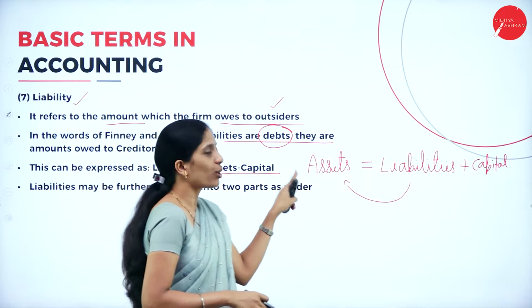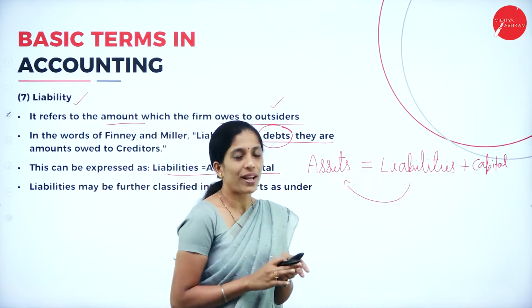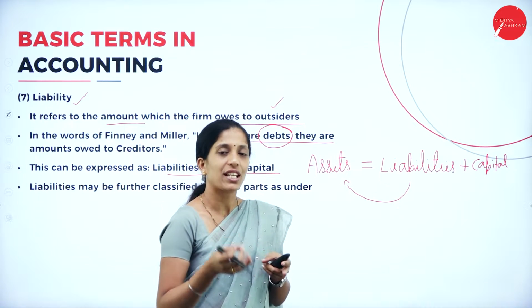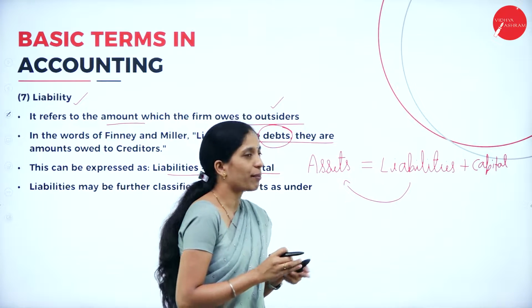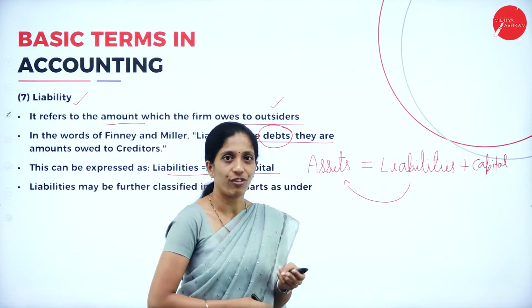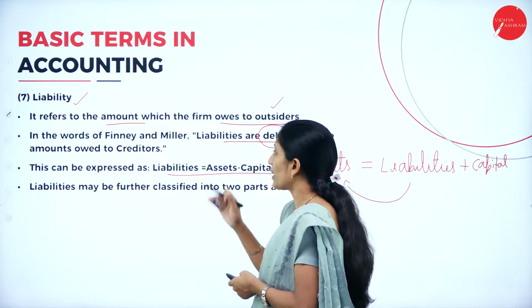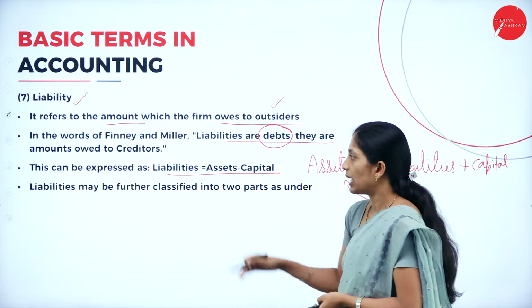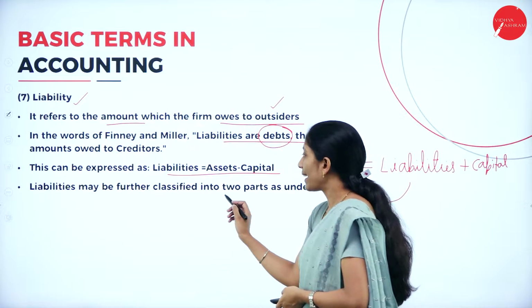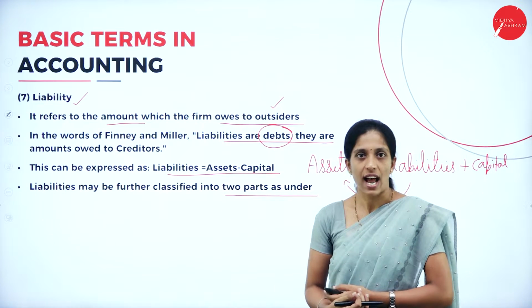So if you just know this accounting equation, whenever you want to know about the liability, you can reverse the formula. In the same way, if you want to know about the capital, you can reverse the formula. So here the formula for liability is equal to asset minus capital. So liability may be further classified into two parts as under.